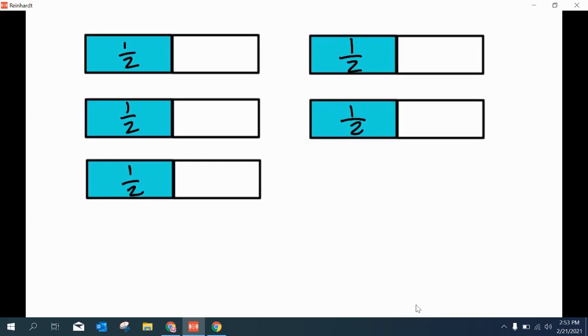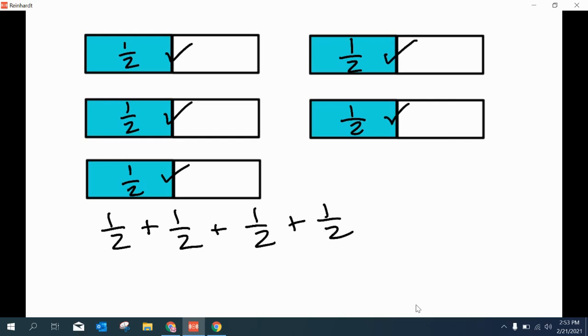Remember, I can add all my halves. So I'm going to write them down. 1/2 plus 1/2, that's 2 of them, plus 1/2, that gives me 3, plus 1/2, plus 1/2. And now let's add them. 1 plus 1 is 2. 1 half plus 1 half is 2 halves. Plus 1 half is 3 halves. Plus 1 half is 4 halves. Plus 1 half is 5 halves.